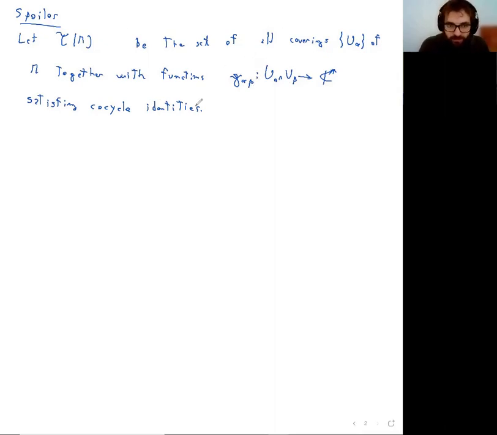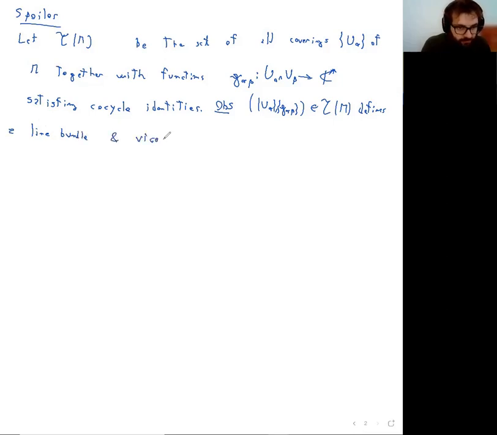We know that every element here determines a line bundle and vice versa. Observation: a pair of collections U alpha, g alpha beta in tau M defines a line bundle, and vice versa, a line bundle defines an element of this tau M. So we can think of these as the line bundles, or the data of the line bundle that determine a line bundle uniquely. And I want to see what this equivalence relation looks like. Given two data like this, when do they define two line bundles which are equivalent?